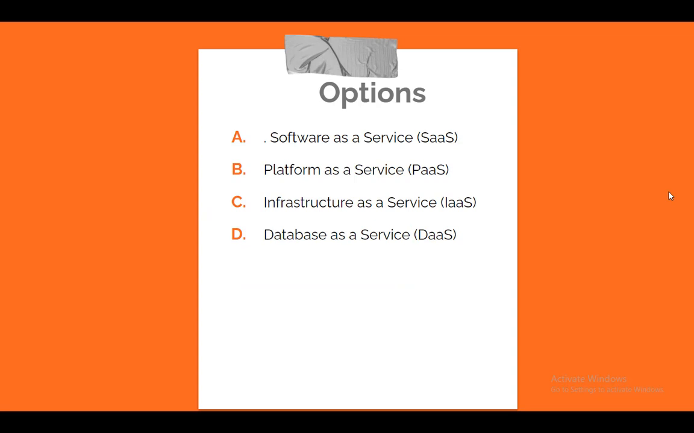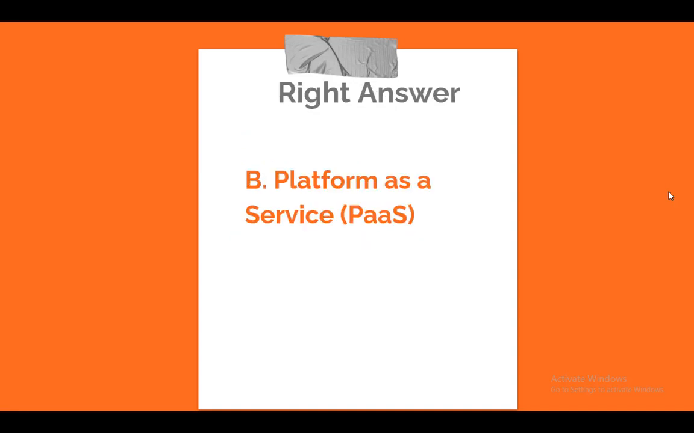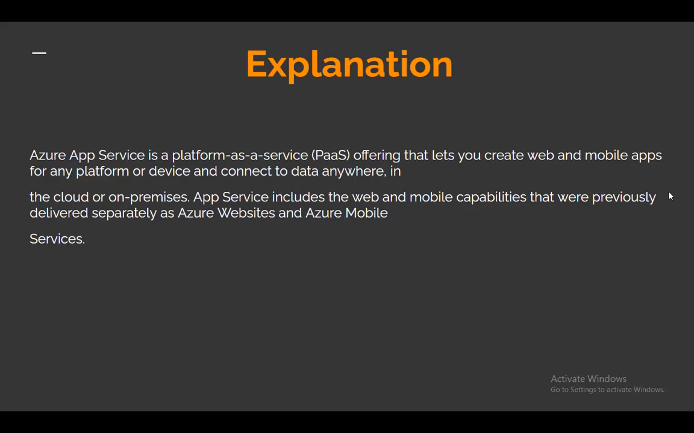Option A, software as a service. Option B, platform as a service. Option C, infrastructure as a service. Option D, database as a service. And the correct answer is option B, platform as a service. Explanation: Azure App Service is a platform as a service offering that lets you create web and mobile apps for any platform or device and connect to data anywhere, in the cloud or on-premises. App Service includes the web and mobile capabilities that were previously delivered separately as Azure websites and Azure mobile services.